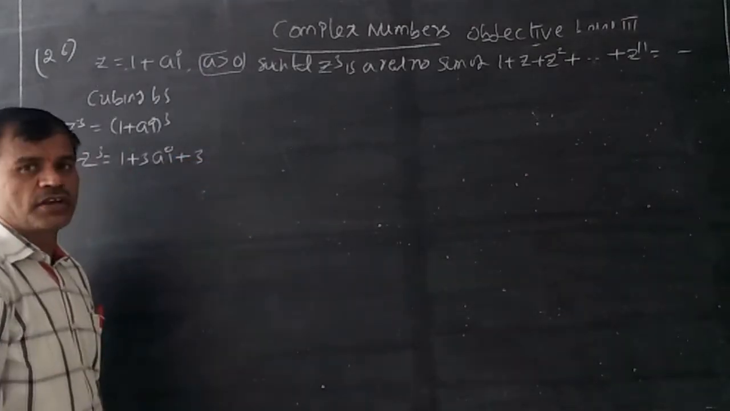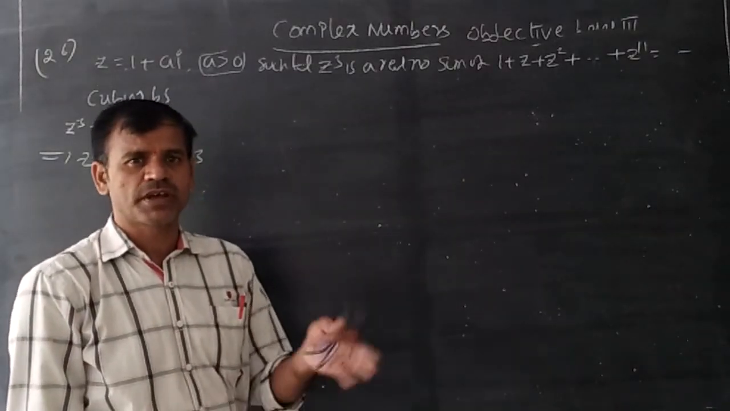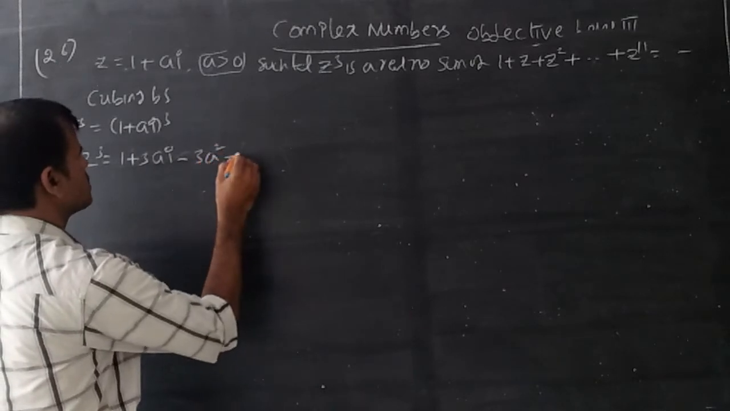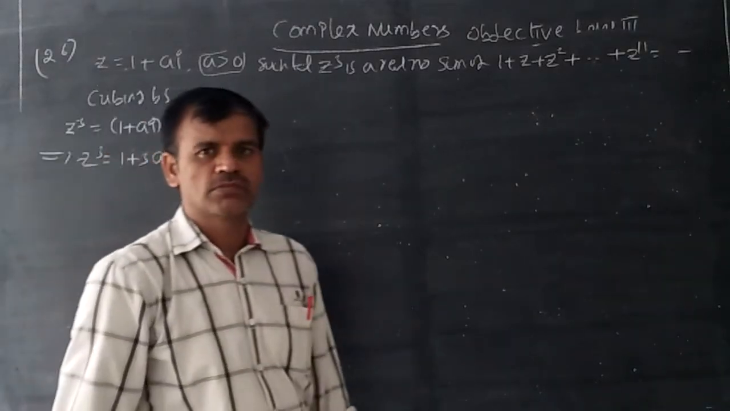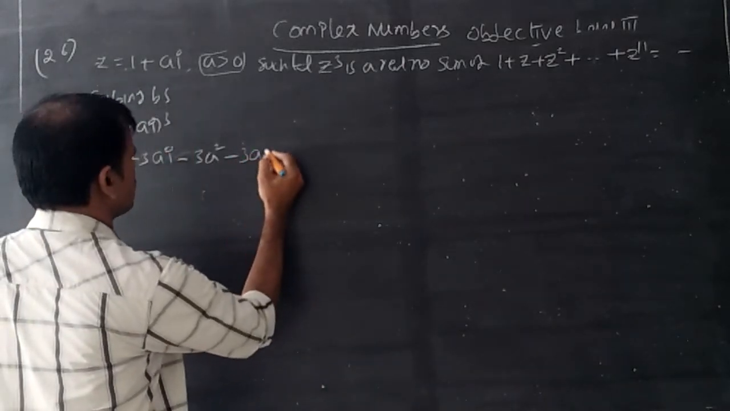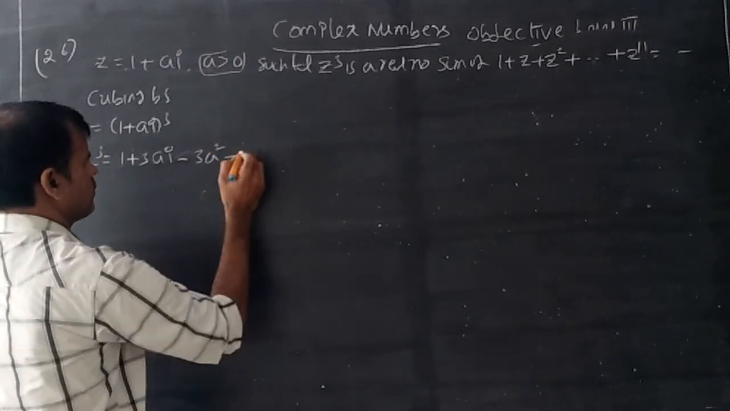So 3 into 1 into a square i square. A square i square means i square is minus 1, so it becomes minus 3a square. Plus b cube: a cube i cube. I cube means i square into i, so it is minus i. So minus a cube i.